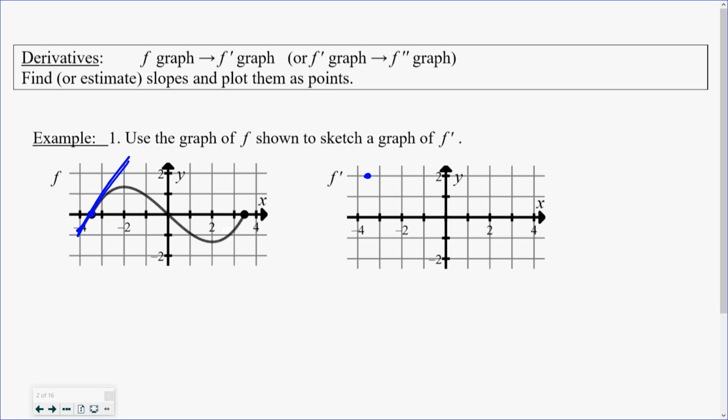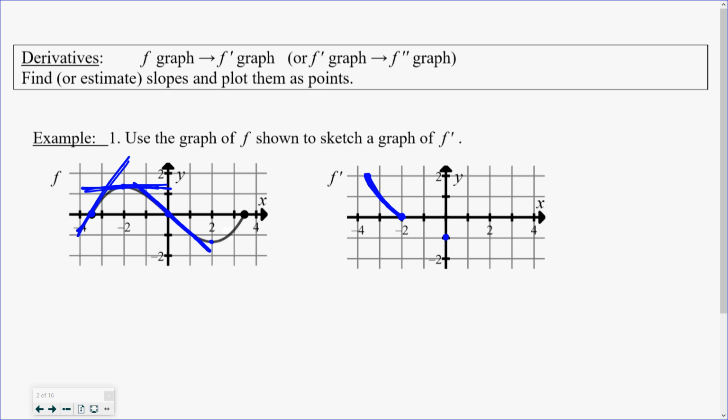And notice how the slope, or the graph, is changing smoothly. The next point I'm going to do is right there at negative 2, and the slope is 0. And I want you to notice how the slope is changing smoothly, like our graph is coming down like that. At 0, the slope is now negative, and it looks like about a negative 1.